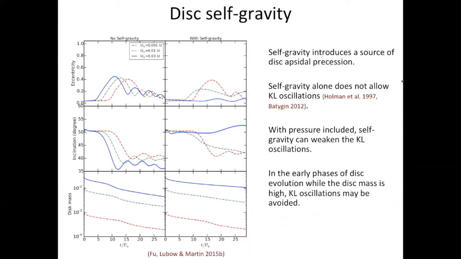The most massive disk is shown in the blue lines, and you can see in the upper panel that the disk remains close to circular. The disk is 3% of the binary mass in this case. However, the smaller mass disks still undergo the oscillations. And so, since we expect the disk mass to decrease over time, eventually the disk will undergo these cosine of oscillations.